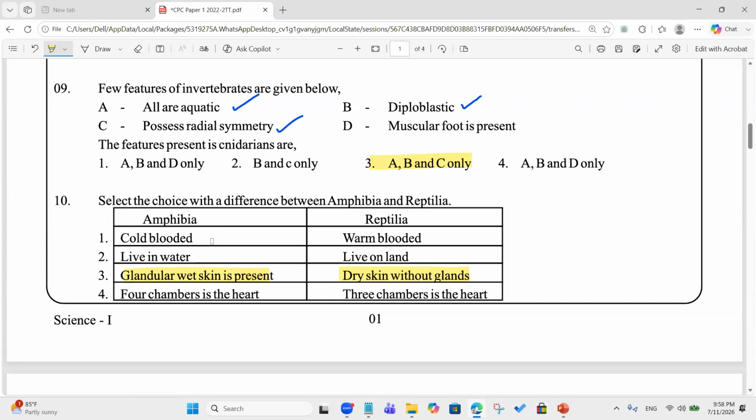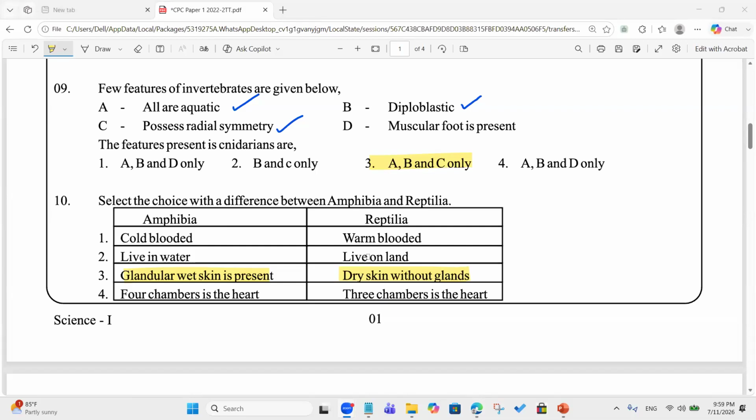Cold blood. Yes, Amphibia is cold-blooded, that is correct. But Reptilia is not warm-blooded, right? So who are the warm-blooded animals that you learned? Aves and Mammalia. Birds and mammals, they are warm-blooded, right? But reptilians are cold-blooded. Second one, is it wrong? Yes, sir. Why? Sir, because amphibians live in both water and land. Right. Why is the third one wrong? Correct.